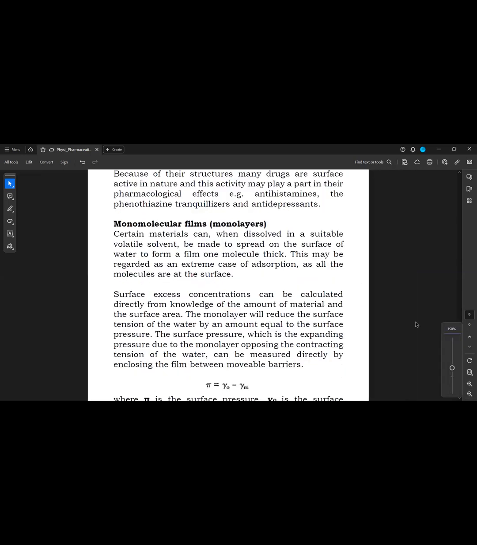It's really long. So this one I can explain. Monomolecular films, monolayers, because mono means one. Certain materials, when dissolved in a suitable volatile solvent, can be made to spread on the surface of the water to form a film one molecule thick. This may be regarded as an extreme case of adsorption, as all the molecules are at the surface. So surface excess concentrations can be calculated directly from knowledge of the amount of material and the surface area. The monolayer will reduce the surface tension of the water by an amount equal to the surface pressure.